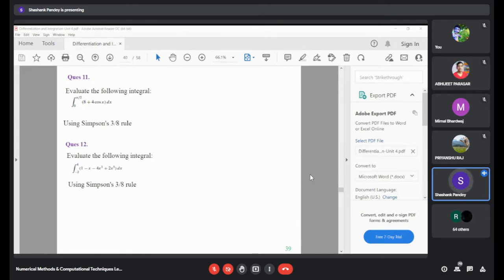It depends on how much value in the exam. In the mid-semester exam, the value of h will be given to you, but here in question number 11 and 12, you may assume any value of h, and the accuracy of the result will depend on the higher value of h you take in your calculation.